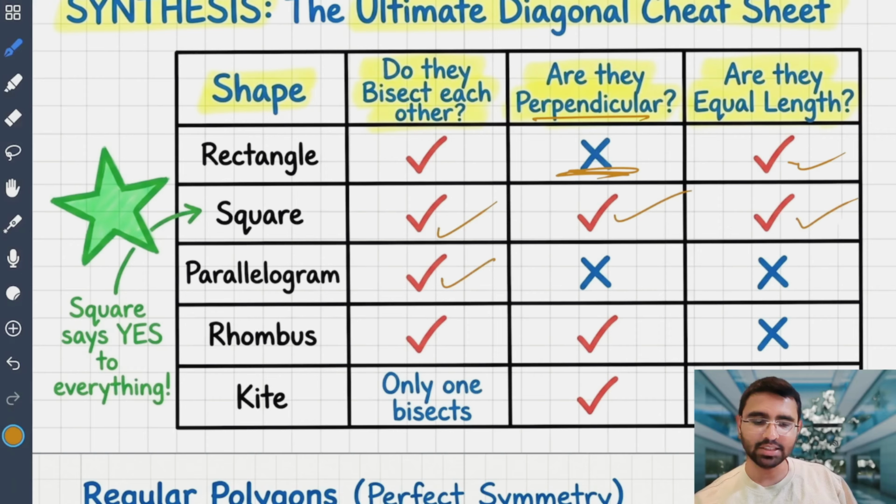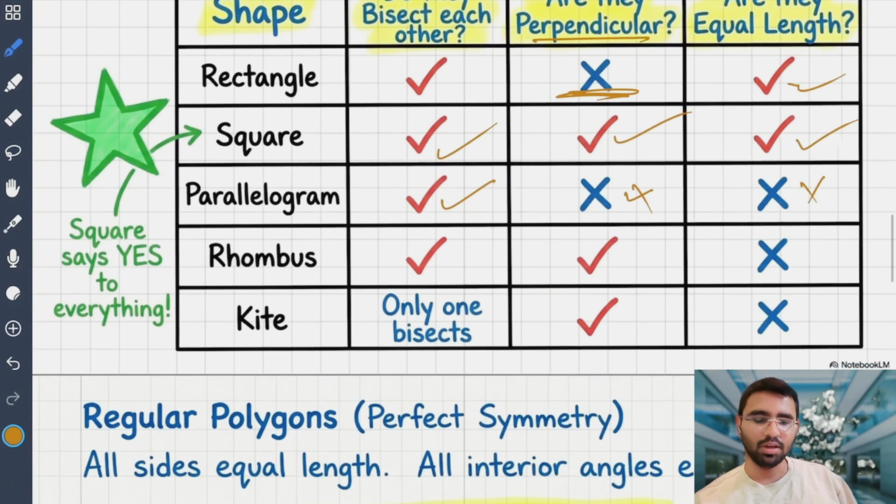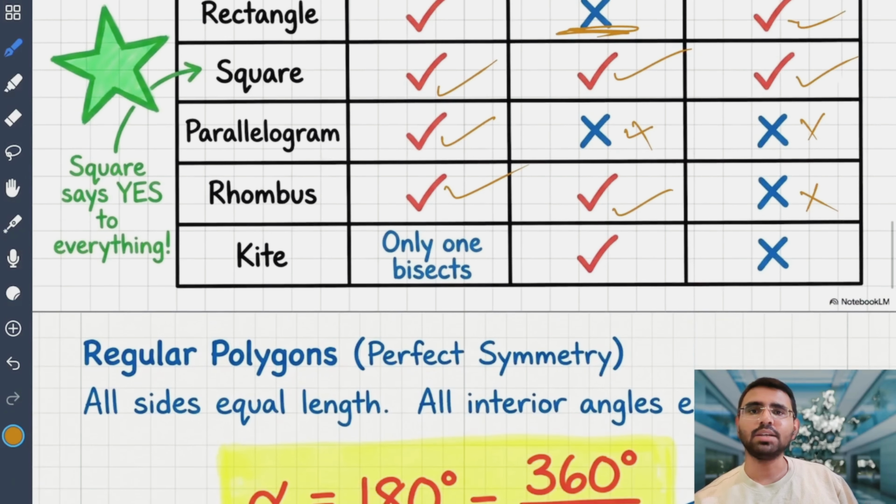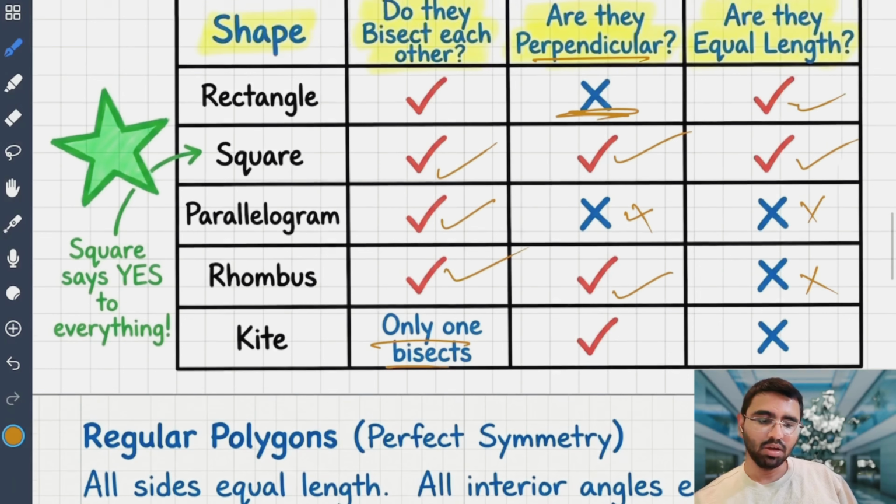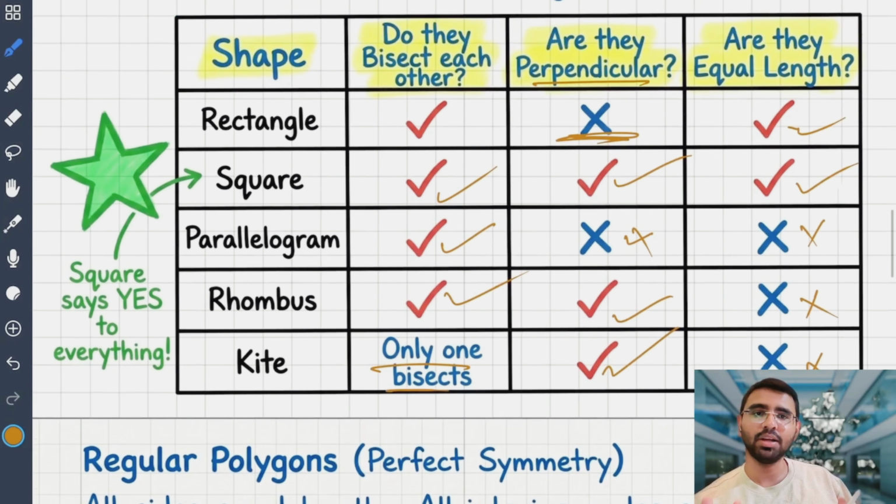Parallelogram: they bisect each other but are not perpendicular, and equal length, no. Rhombus: the diagonals are perpendicular and bisect each other but are not of equal length. Kite: only one diagonal bisects. Are they perpendicular? Yes. And are they of equal length? No. So please remember this table. It is very, very important for students going to give competitive exams in future. These are some points you should remember.